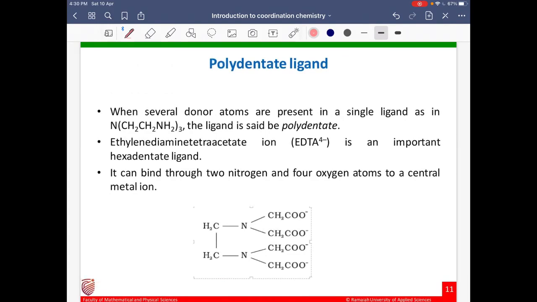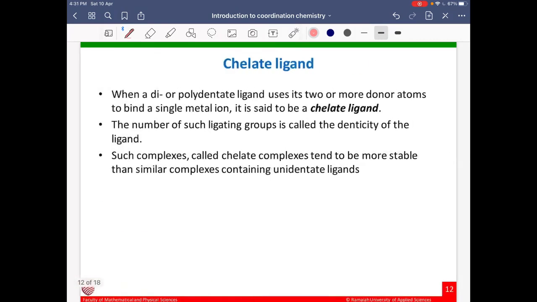Next is polydentate ligand. When several donor atoms are present in a single ligand, as in the case of this compound, N(CH2CH2NH2)3, the ligand is said to be polydentate. Another example is the ethylene diamine tetraacetate ion, EDTA 4-, an important hexadentate ligand. Why do we call it a hexadentate ligand? Because it has 6 donor atoms which can bond to the central metal atom. It can bind through 2 nitrogen atoms and 4 oxygen atoms, 1, 2, 3, 4 oxygen atoms, to the central metal ion.